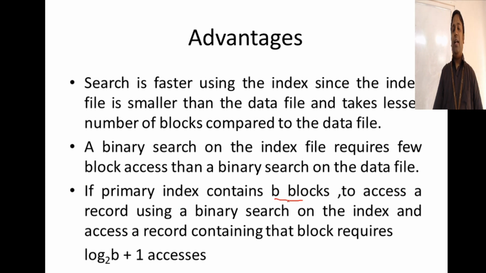If the primary index contains B blocks, to access a record using binary search on the index and access the block containing that record requires log base 2 of B plus 1 accesses. This plus 1 access is for going to the data file, accessing the data on that particular block.